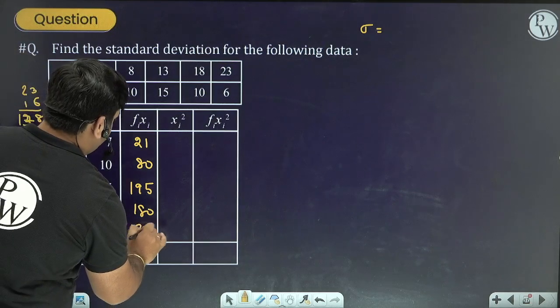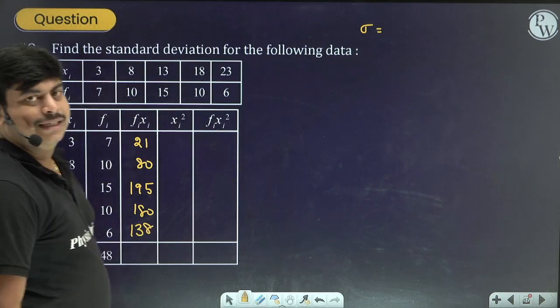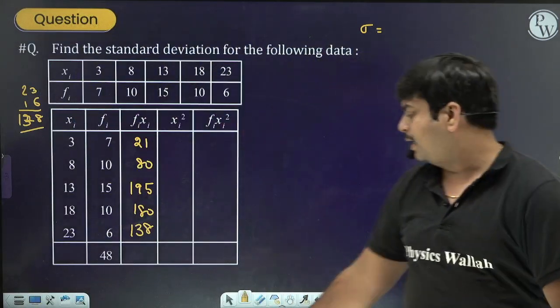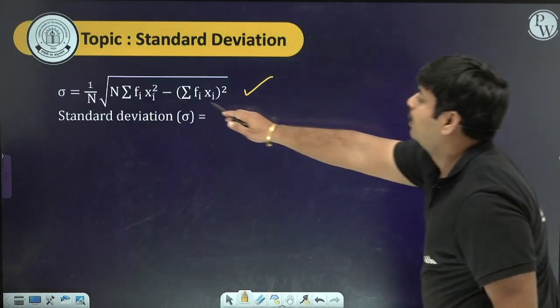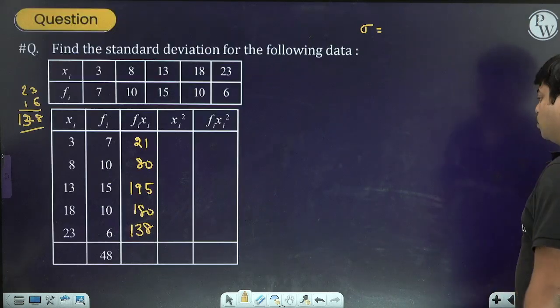138. Okay, so add all this. Do we need sigma fi xi? Definitely we need that, right? Sigma fi xi whole square, fi xi whole square. So add all these to get the sigma.